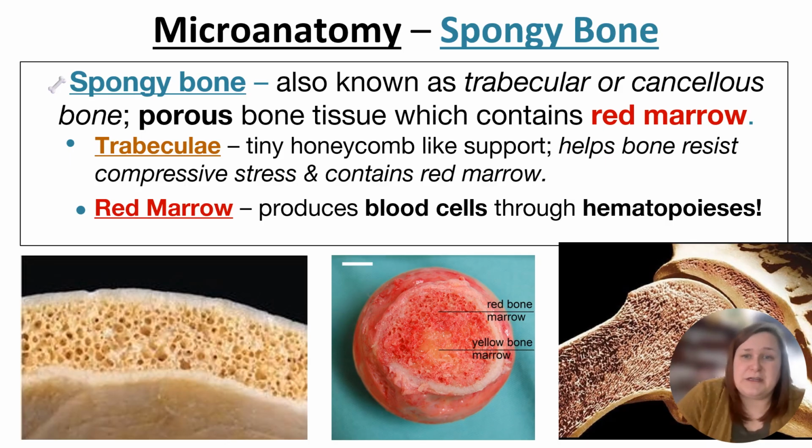So let's talk a little bit about spongy bone. Spongy bone is going to be porous bone tissue, which contains the red bone marrow. Like if you look at that, you can see why it's called spongy bone. It has all these little holes in it. It is going to have trabeculae. These are these tiny little honeycomb-like support structures. This helps bone resist compression and stress, and is going to contain the red bone marrow. So this red bone marrow that's contained in these trabeculae produces the red blood cells that we use all throughout our body through this process of hematopoiesis.